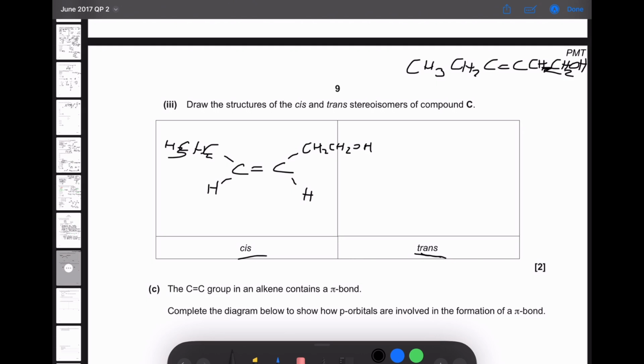And we're going to do the same with this one. So C, double bond C, and then the H's have to be on opposite sides. That's CH2, CH2OH, and then CH2, CH3. Next question.